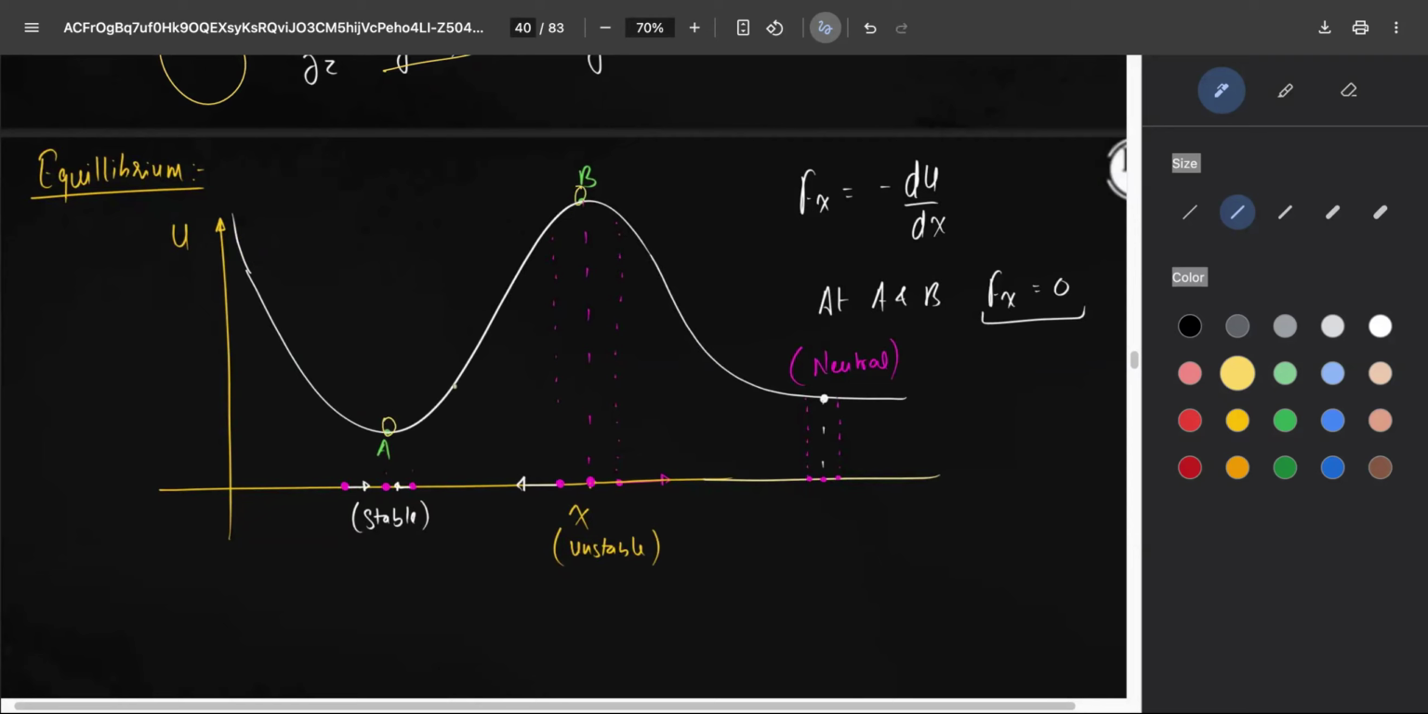But the difference is, first of all, from here, if you take it to this point, what will happen? The object will come back. But if you take it here, what will happen? It will never come back. So this is stable equilibrium, but this is unstable equilibrium. And what about this point? This is neutral. This is not even an equilibrium point. If you leave it here, it will move down. So this is not a point of equilibrium. It's a neutral point. Clear?